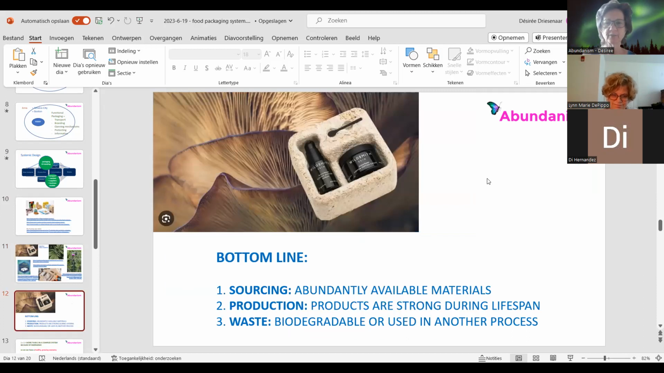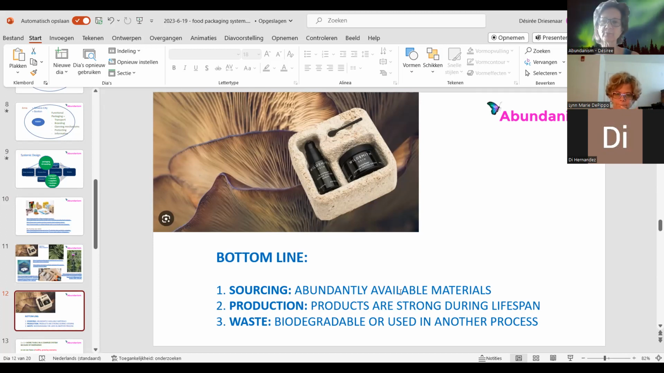If you see what the bottom line is, and I think this is something Diana was also looking for, in the sourcing, we always go to abundantly available materials. That means it's either abundantly growing, so you can often harvest, and it's quickly growing, but it can also be a rest stream, which is different than a waste stream. What is the first? A what stream? Well, a rest stream, like a rest material stream.